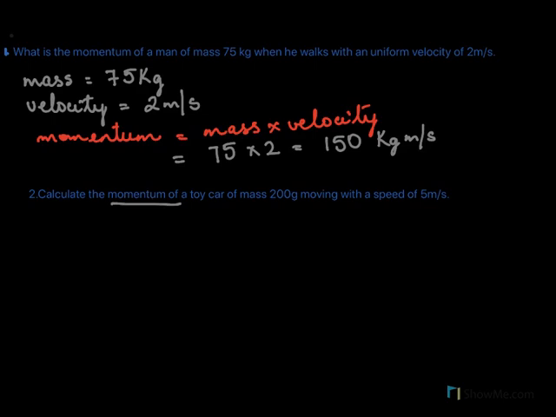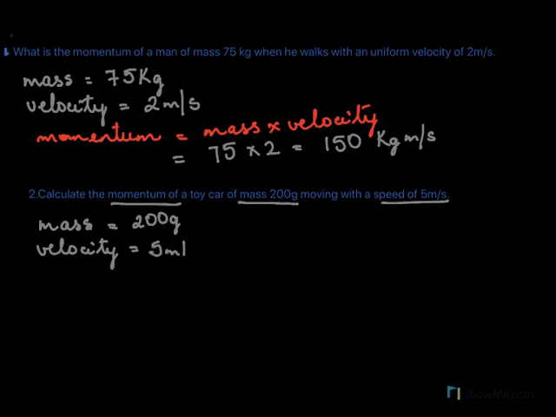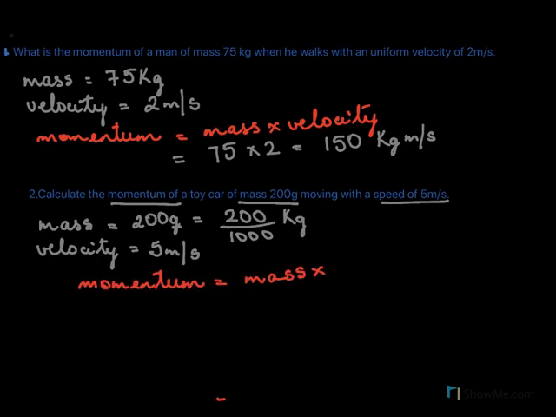Calculate the momentum of a toy car of mass 200 grams moving with a speed of 5 meters per second. So the mass in this case is 200 gram and the velocity is 5 meter per second. Now gram is not an SI unit. We need to change to kg. That is 200 over 1000, divide by 1000 to change to kg. Now the formula for momentum is mass into velocity. So put momentum as P. Mass is 200.